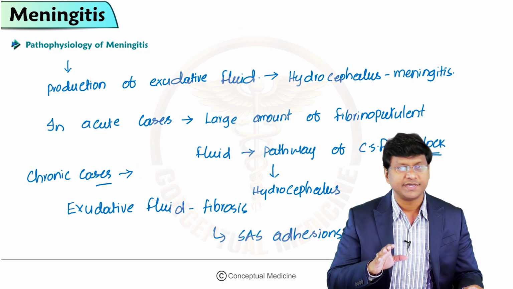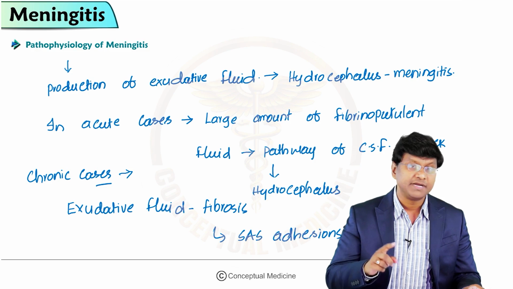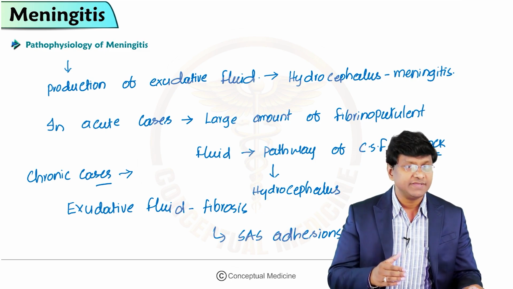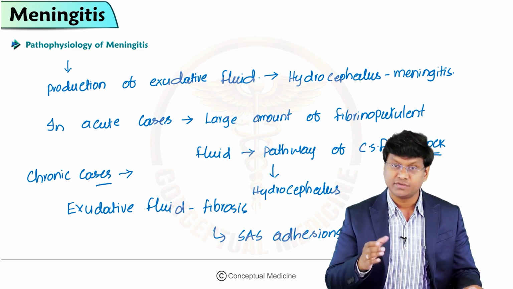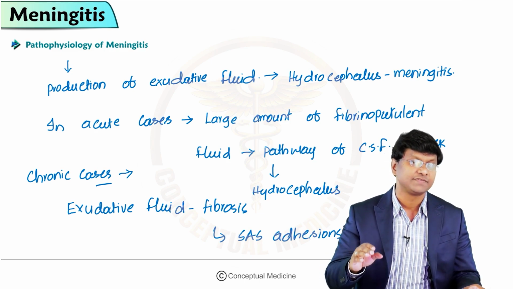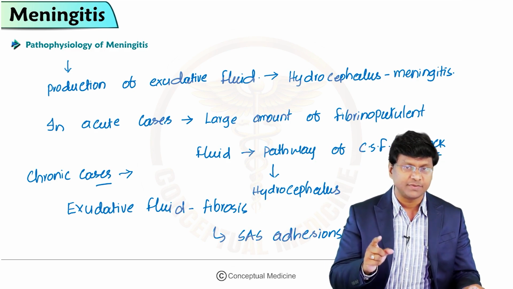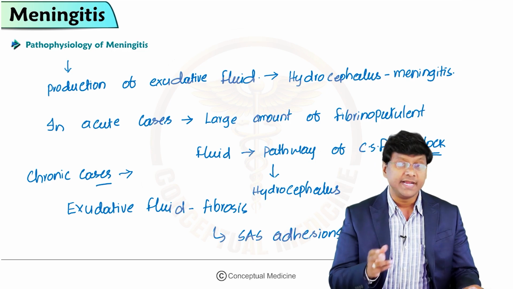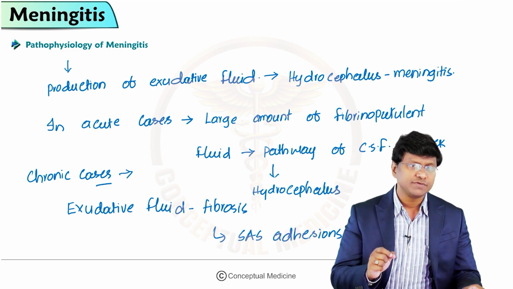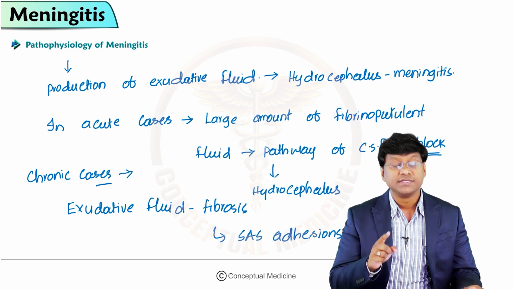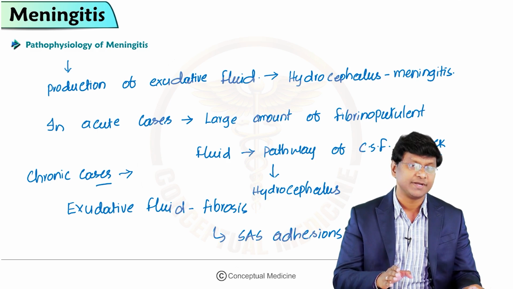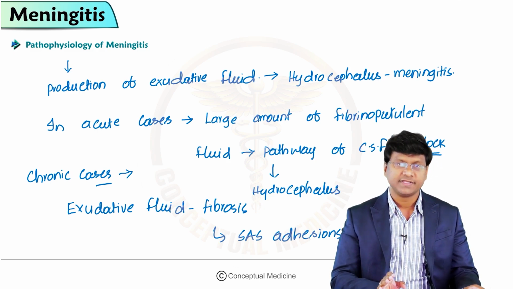And if the infection is controlled at an early stage, the exudative fluid may disappear. But if the infection becomes chronic, the purulent fluid undergoes organization as well as fibrosis. So even in acute cases of meningitis, there can be development of hydrocephalus. How? When the fibrinopurulent fluid collects somewhere in the pathway of the CSF and blocks the flow of the CSF, that will lead to the development of hydrocephalus. And in chronic cases, there will be fibrosis of the meninges. Because of the fibrosis of this particular meninges, the CSF is not absorbed across the meninges, that is across the subarachnoid layer, and that will produce the development of hydrocephalus.